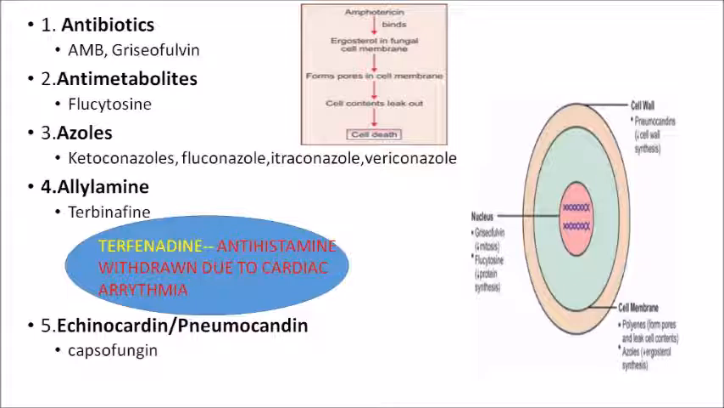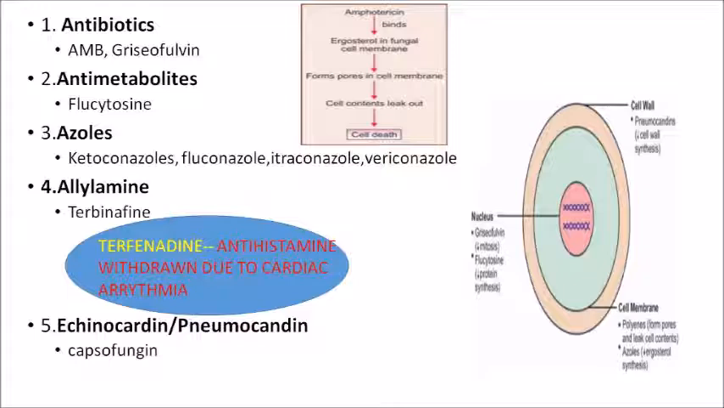Then we have the azole group. Azole groups also affect the cell membrane of the fungi. They affect the ergosterol synthesis. Allylamines like terbinafine also affect the ergosterol synthesis. So most of the drugs target the cell membrane of the fungus. When I tell you about terbinafine, I want you not to get confused with the drug terfenadine. Terfenadine is an antihistamine. So it is an anti-allergic drug, but it has been withdrawn due to its cardiac arrhythmic potential. So that is terfenadine, and our antifungal is terbinafine, which acts on the cell membrane of the fungus.